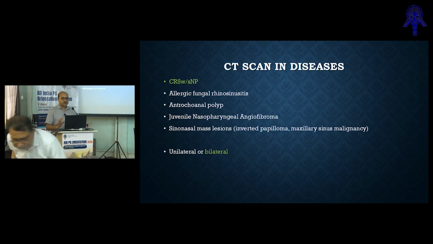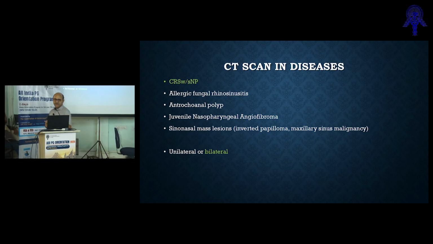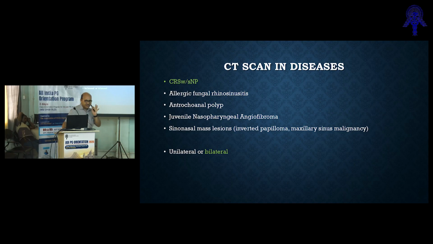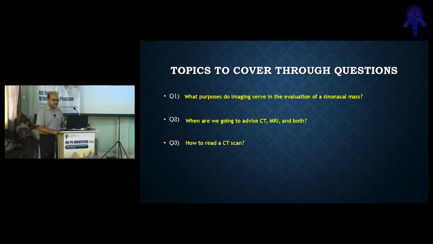So, we have to concentrate on the following diseases: chronic rhinosinusitis with or without nasal polyp, AFRS, AC polyp, JNA, and any sinonasal mass which may be benign, intermediate group, or malignant. The inverted papilloma belongs to the intermediate group, and most of these things have been discussed by Dr. Sanjay, so I will not go into detail. But remember, at a glance, when you get a unilateral mass, it may be any of these. Generally CRS is bilateral. So just at a single glance you can see what the differential diagnosis of the given CT scan can be. Now we will go through these 3 basic questions.